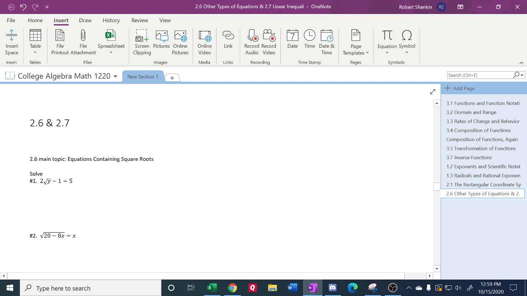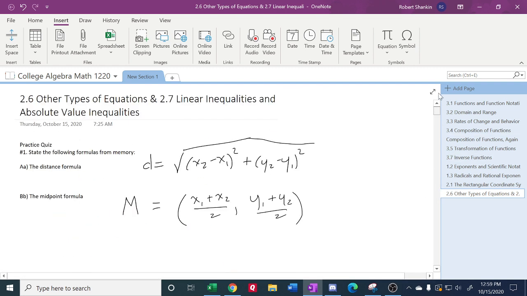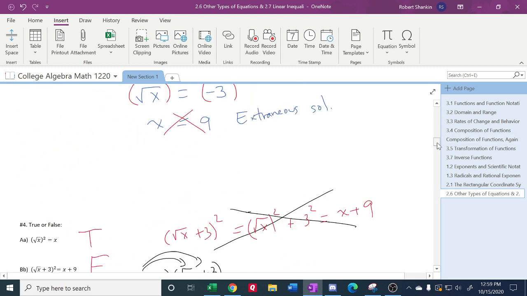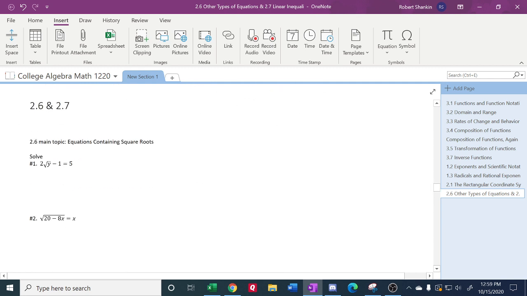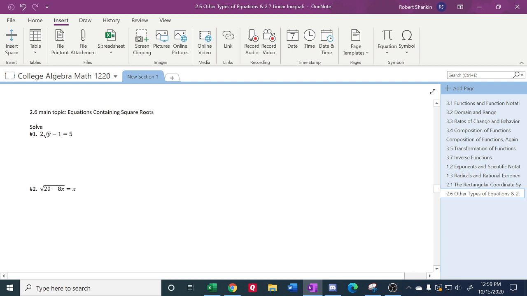We're doing 2 sections today, 2.6 and 2.7. And their full titles are way up here. 2.6 is other types of equations, and the main thing we're going to be doing in 2.6 is equations that contain square roots. And then 2.7, we'll get to that later. 2.6, the main topic, equations that contain square roots. And the first one is we're asked to solve this equation.